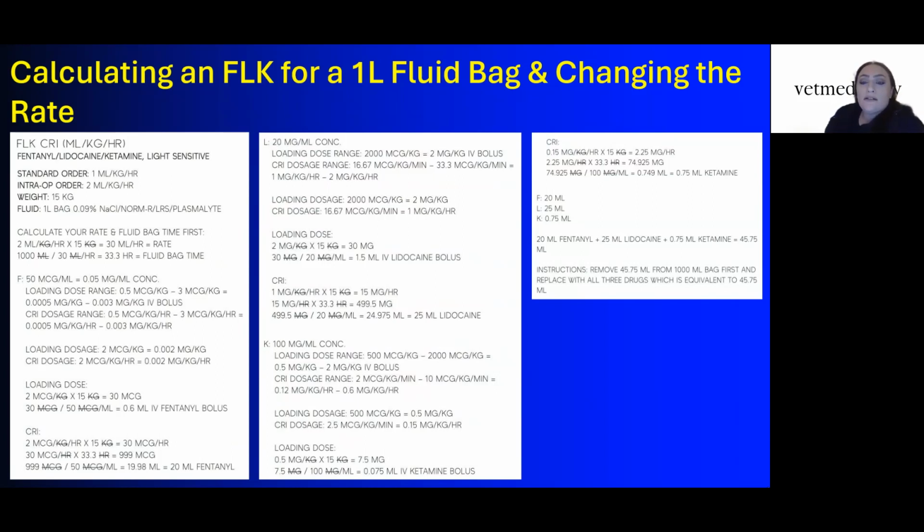So fentanyl is 20 mils, lidocaine is 25 mils, ketamine is 0.75 mils. You want to add all of those up, you get 45.75 mils. And you want to go ahead and remove 45.75 mils first from the 1,000 milliliter bag, and replace with all 3 drugs, which is equivalent to the 45.75 mils.